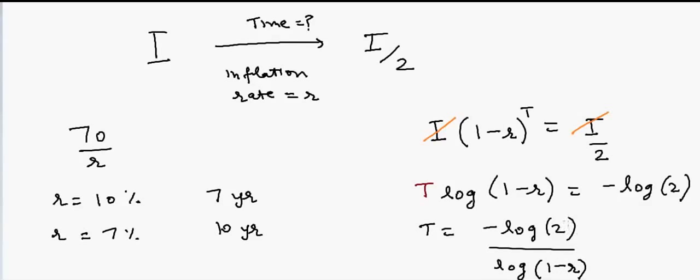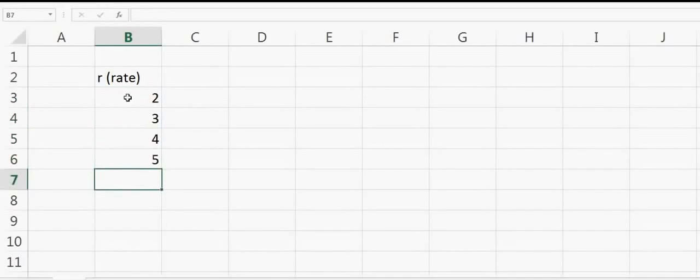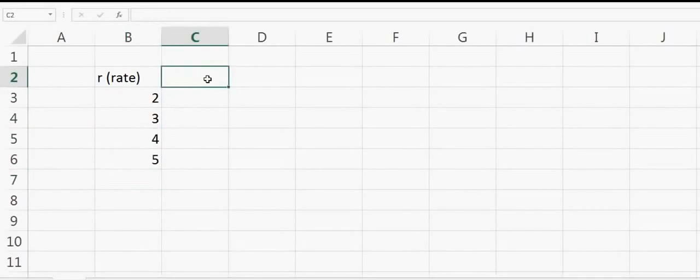So instead of doing this complicated calculation, we can use this trick. But let's do this complicated calculation in Excel and see how this trick was made. So let's go to Excel, and suppose we have an interest rate, which is not the interest rate, it's the inflation rate. So that's equal to 2, 3, 4, 5, and we have different inflation rates. And this is our time.